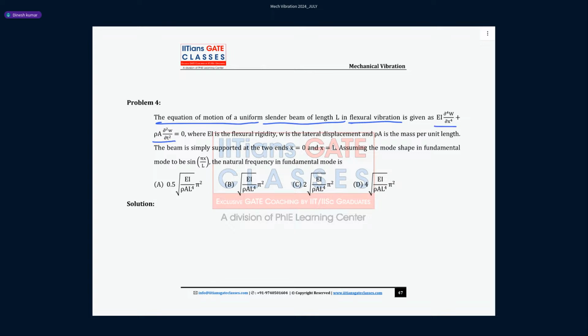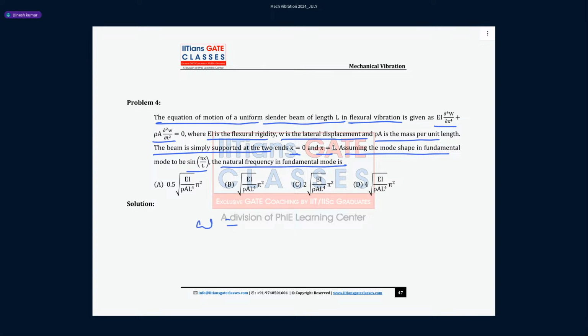So we have seen in the last class the vibration of a beam, where EI is the flexural rigidity, W is the lateral displacement, and rho A is the mass per unit length. The beam is simply supported at x equal to 0 and x equal to L, and they assume the mode shape in the fundamental vibration is sine pi x by L. The natural frequency in the fundamental mode with simple support, we know what the answer is.